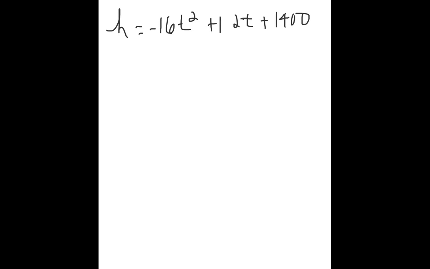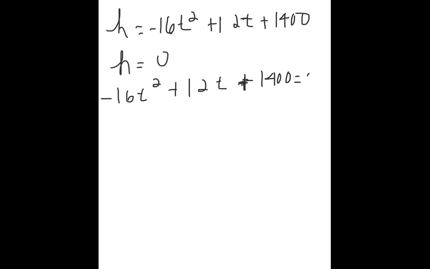This is very similar to one of the previous word problems we did, guys. Again, when an object hits the ground, the height goes to 0. So your job is to find the value of t that would make this equal to, oh, that's a plus sign here, 0.